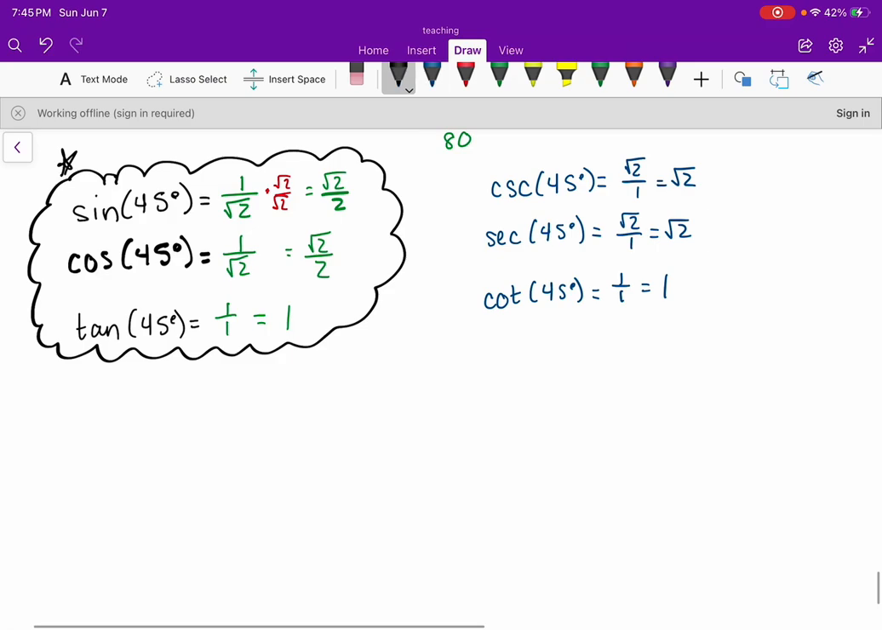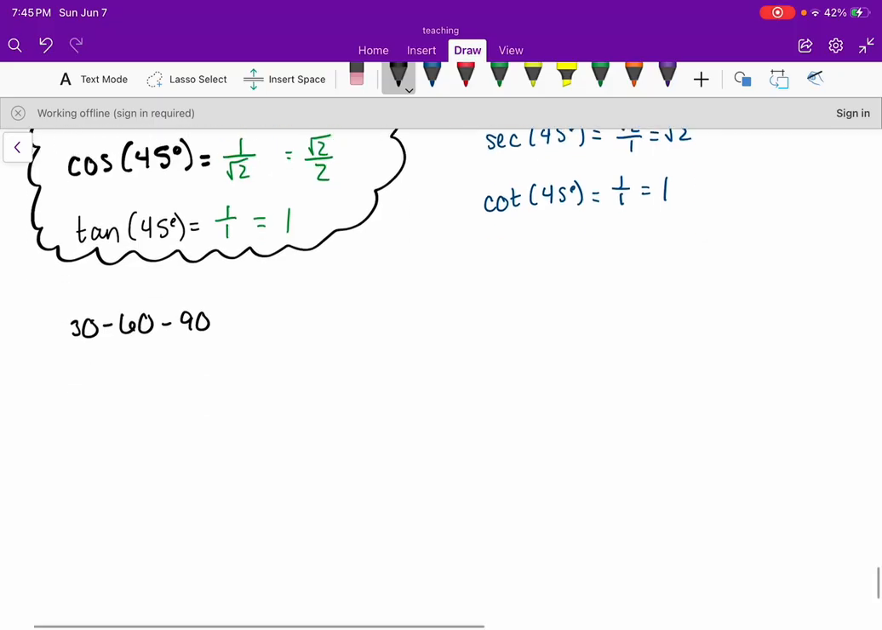Let's go ahead and learn about our other important triangle, which is the 30, 60, 90 triangle. The 45, 45, 90 came from a box. This one actually comes from an equilateral triangle. An equilateral triangle means that all the sides are the same, and so all the angles must be the same as well. 180 divided by 3 would be 60 degrees. So in an equilateral triangle, all of your angles are 60 degrees.